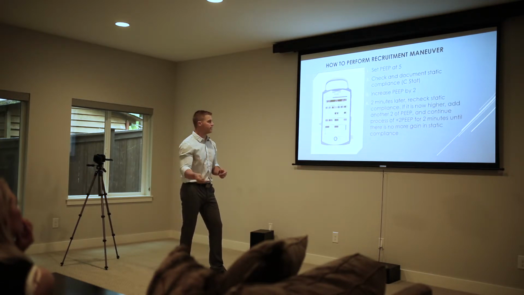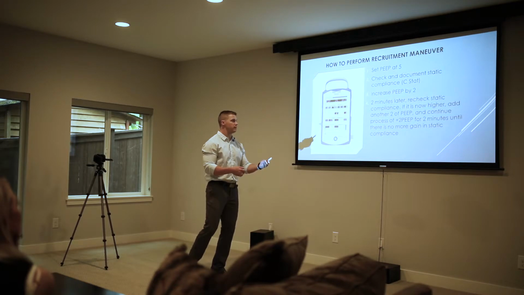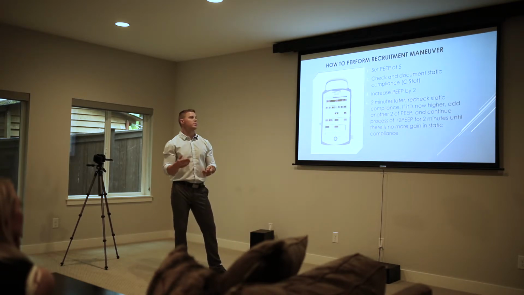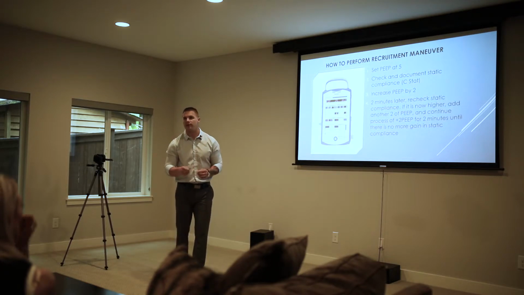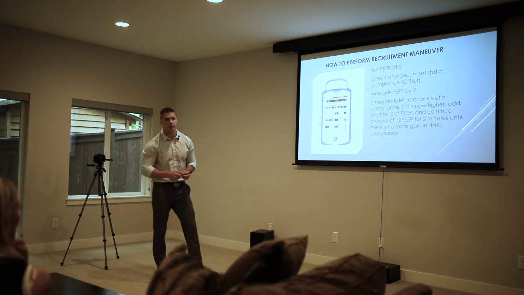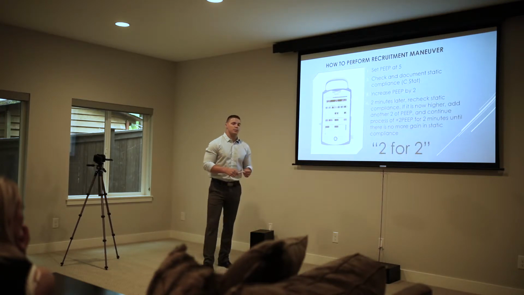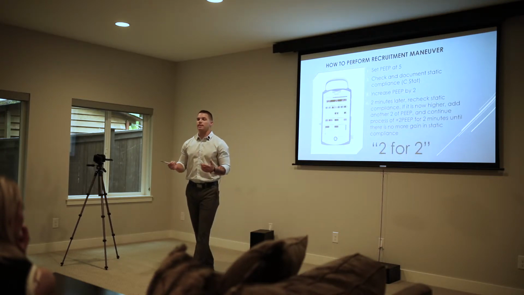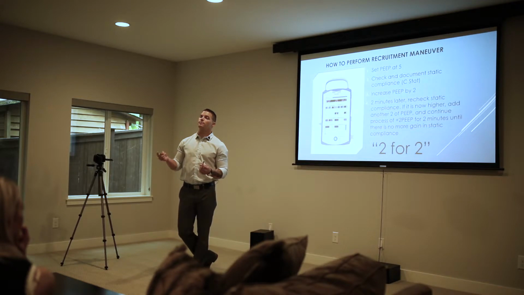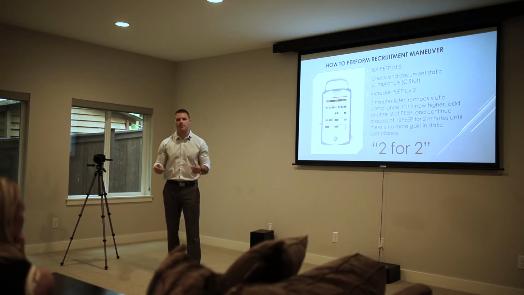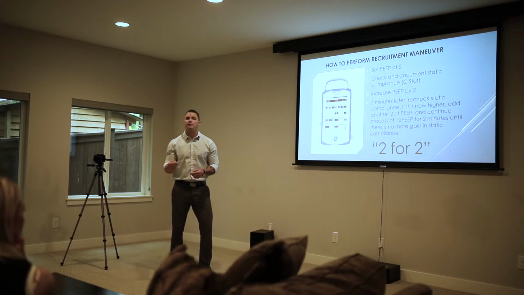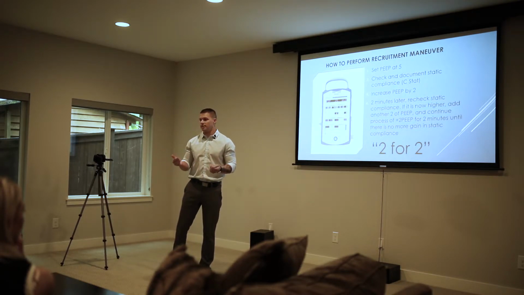We're going to continue the process of plus 2 of PEEP for 2 minutes until there's no more gain in static compliance. It's hard to wrap your brains around right now, but I'm going to break it down for you so that we can make sure we get it. If you can just remember 2 for 2, what I mean by that is 2 of PEEP for 2 minutes, 2 of PEEP for 2 minutes, 2 of PEEP for 2 minutes, just like that over and over again, until you don't have an increase in static compliance.